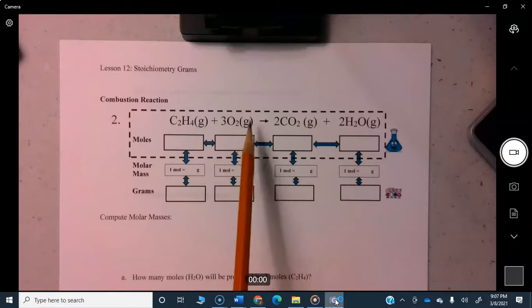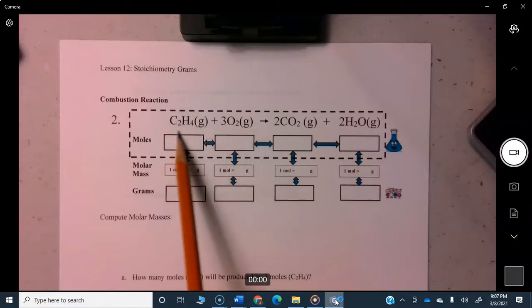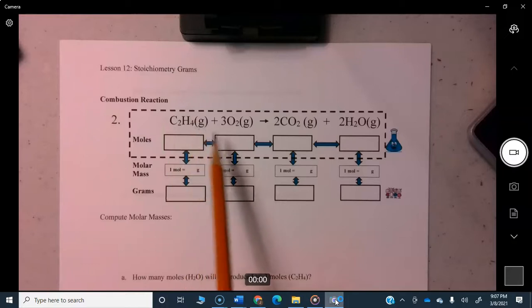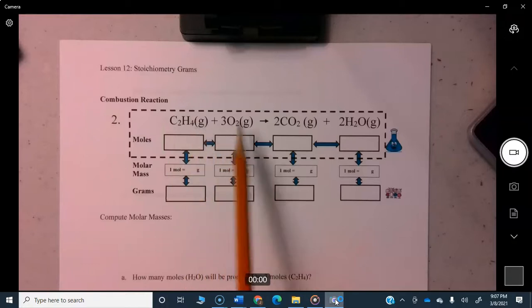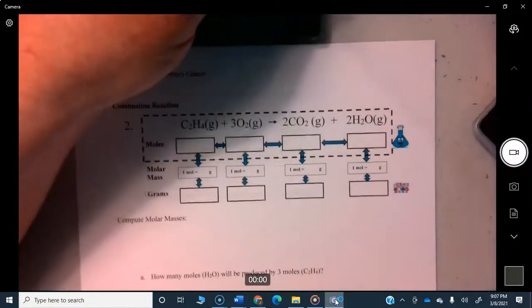So all combustion reactions involve some sort of hydrocarbon or carbohydrate. Carbohydrate would be a CHO compound, but then they all have oxygen, they all produce carbon dioxide, they all produce water. So you'll see this form of a reaction quite a few times. Okay, so let's get going on this.